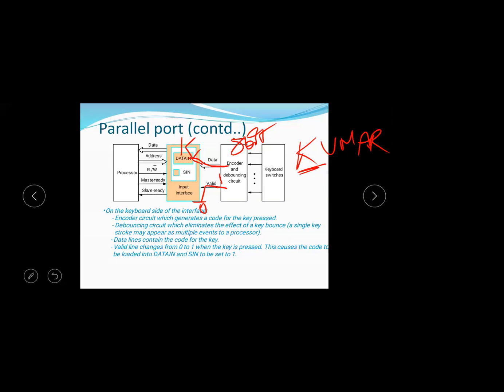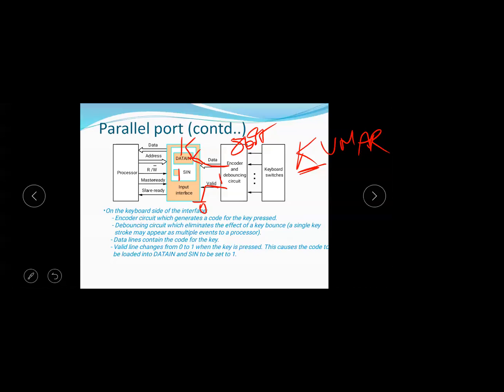The K is transmitted to the data in register, and the SIN input flag is initially 0. Whenever a new character comes into the data in register, the flag is set to 1. The SIN flag is set to 1. Then the processor checks the input flag.